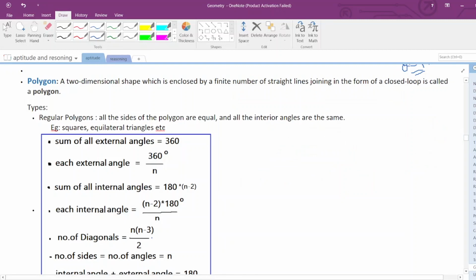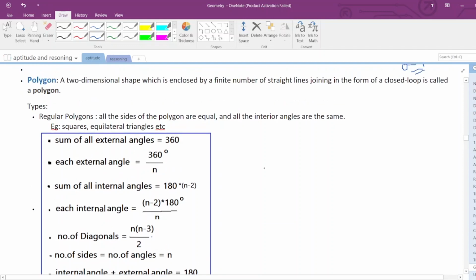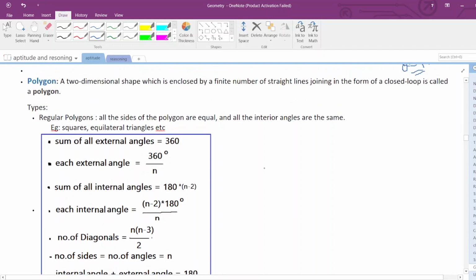Today we are going to learn about polygons. What is a polygon, how many types are there, and in later sessions, one after one, we will understand. So what is a polygon? A two-dimensional shape which is enclosed by a finite number of straight lines joining in the form of a closed loop is called a polygon.